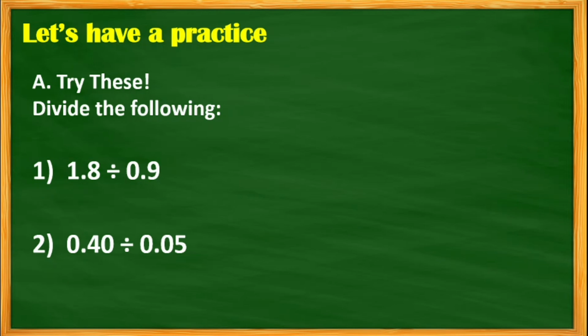Now let's show the answer. So 1 and 8 tenths divided by 9 tenths is 2, and 40 hundredths divided by 5 hundredths is 8. So let's show the solution for number 1. So number 1, 1 and 8 tenths divided by 9 tenths. So make this one as a whole number. So 1 place to the right, 1 place to the right.